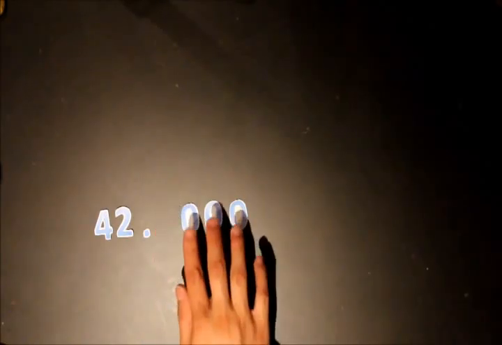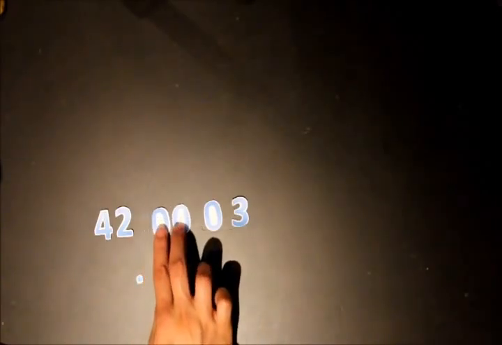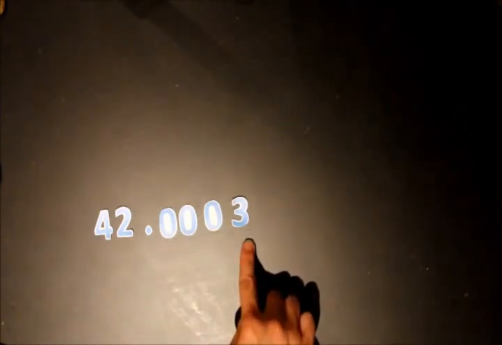Zeros that are in between non-zeros are also considered to be significant, regardless of the place of the decimal point. So even if it was like this, you would still say that this quantity has 6 sig figs. As long as the zeros are bounded by non-zeros, they are significant, along with the rest of the non-zeros.